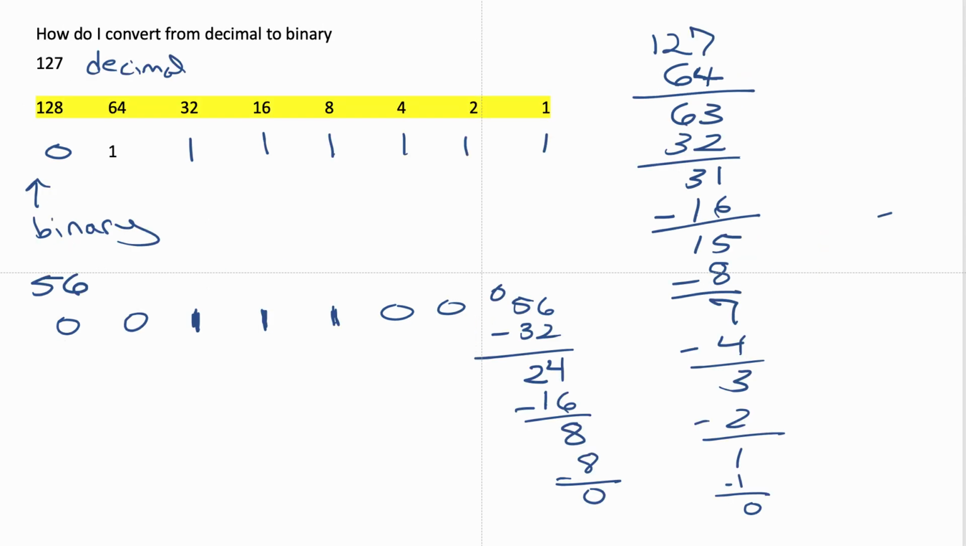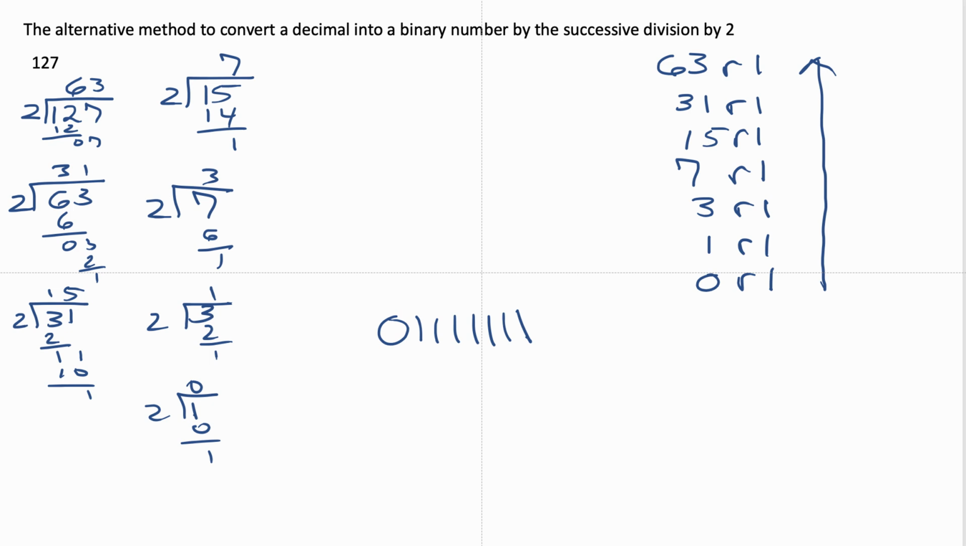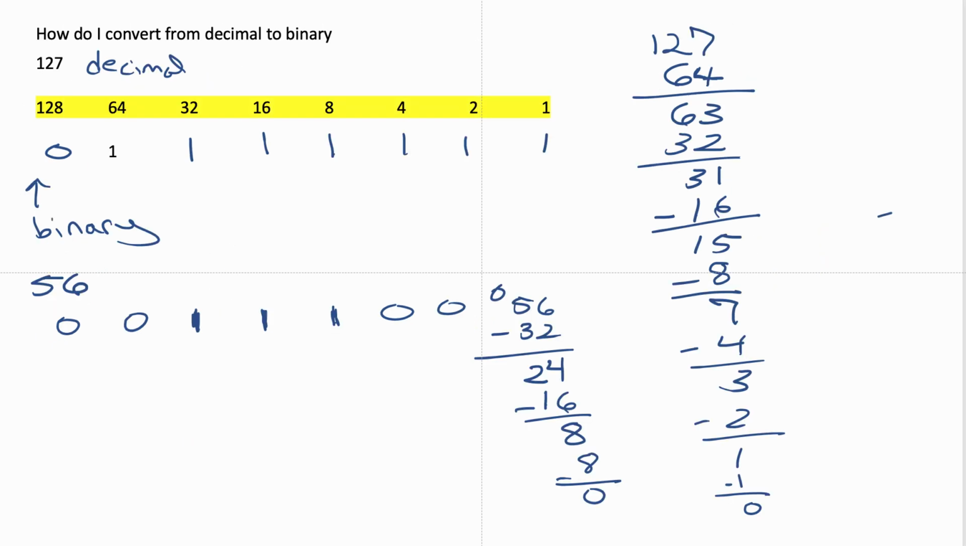So if we go back over here, you can see 127 when we use the other method came out to 0 and all the rest 1s. And now when we're doing it by the alternate method of successive division, we get 0. But let's try the 56, okay?